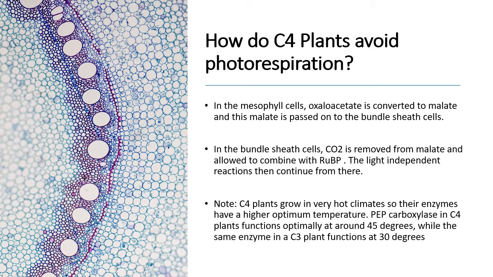So you need to bear in mind that when you're dealing with a C4 plant, the enzymes of that plant have a higher optimum temperature. For example, PEP carboxylase, which is the enzyme that allows for the formation of phosphoenol pyruvate being added to CO2 to form oxaloacetate, functions at about 45 degrees Celsius, and the same enzyme in a C3 plant, a C3 plant being a plant that just allows the direct combination of CO2 with RuBP, only functions at 30 degrees. So the optimum temperature for enzymes in C4 plants are really high.